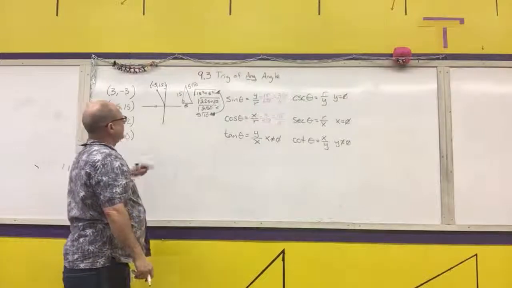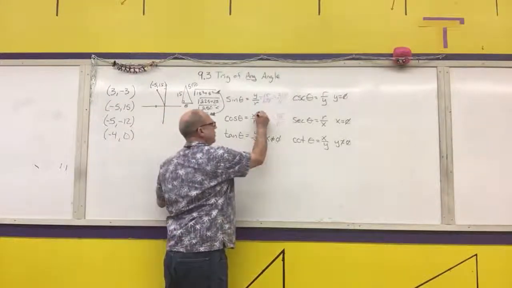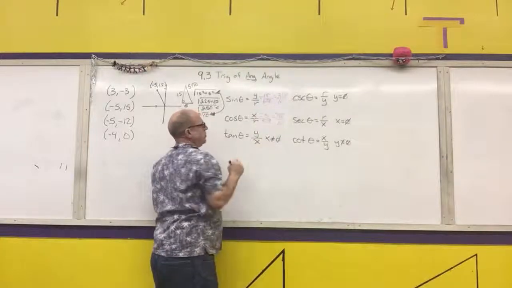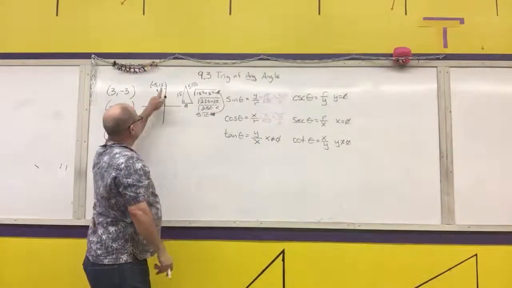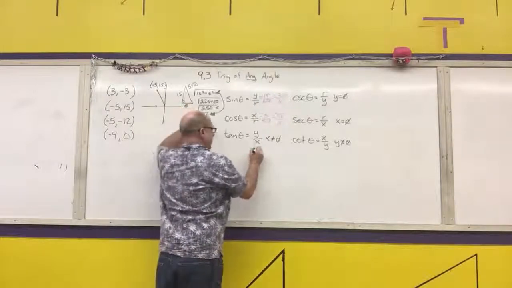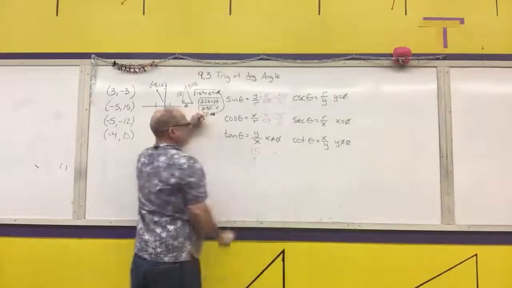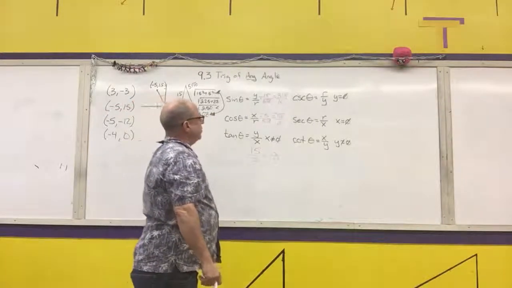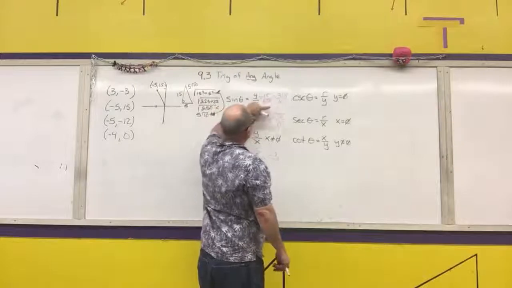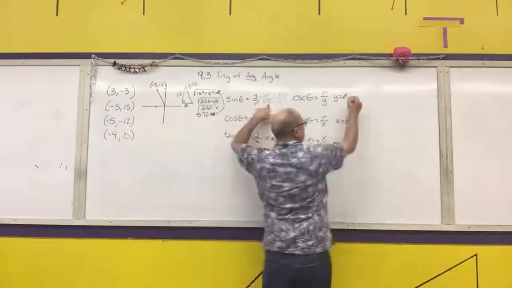Y over x is 15... oops, I forgot the negative here. So this one would be a negative. Y over x is -5 over 15. No, wrong. 15 over -5, which is equal to -3. Now what I want to do is reciprocate my answers to get these 3. So reciprocate this and I get the square root of 10 over 3.